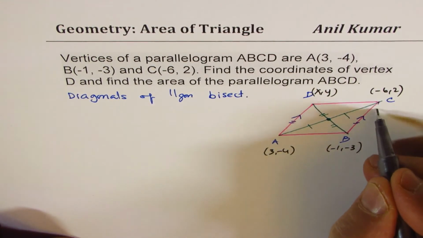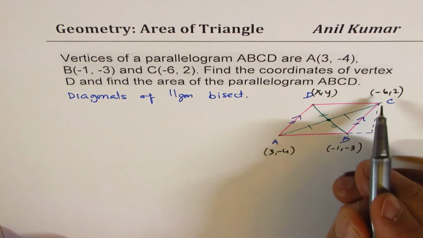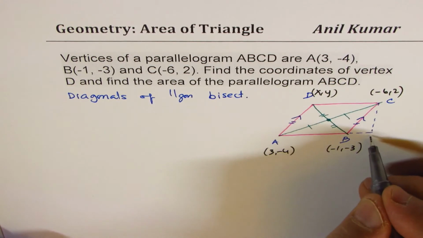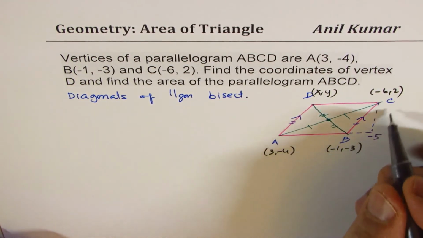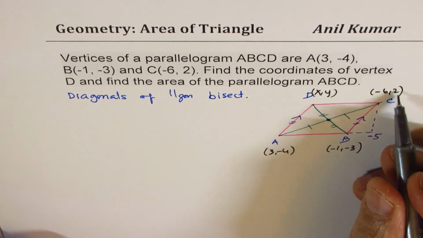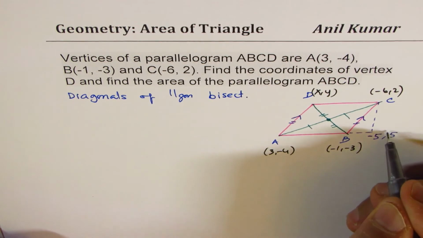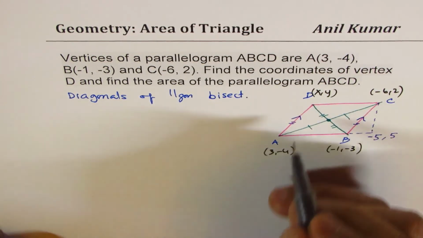So moving from B to C, what do I do? From minus 1, I'm going to minus 6, that I take away minus 5, correct? So I reach minus 6. As far as the y value is concerned, minus 3 I move to 2, so I add 5, right? So if I add 5, I get that. So I'll do the same operation here.